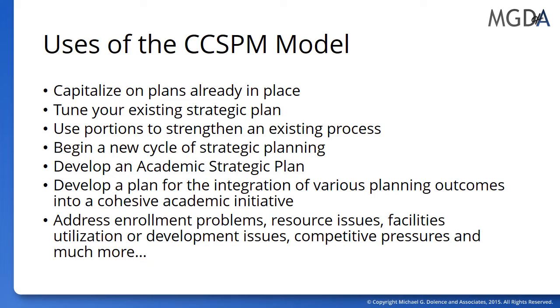As you step through this webinar, it may be helpful to reflect upon how you may use it in your institution. The CCSPM can be used to capitalize on planning already in place. It can be used to tune your existing strategic plan or use portions to strengthen an existing process. The CCSPM can be used to begin a new cycle of strategic planning, develop an academic strategic plan, or develop a plan for the integration of various planning outcomes into a cohesive academic initiative. Or you can use the CCSPM to address specific needs such as enrollment problems, resource issues, facilities utilization or development issues, competitive pressures, and much more.